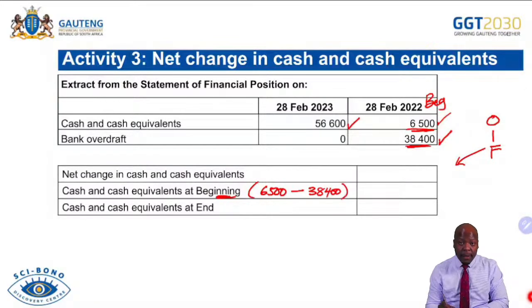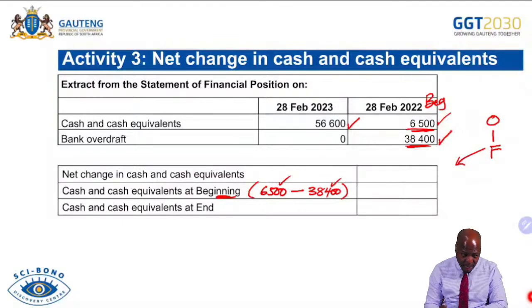38,400. There's nothing more. Okay, let's punch in the calculator. You are saying 6,500 minus 38,400. How much does your calculator give you? Remember, the sign is very important. How much do you get?